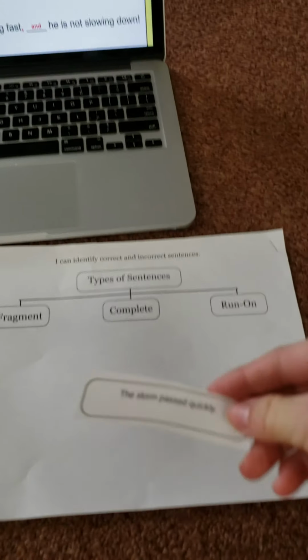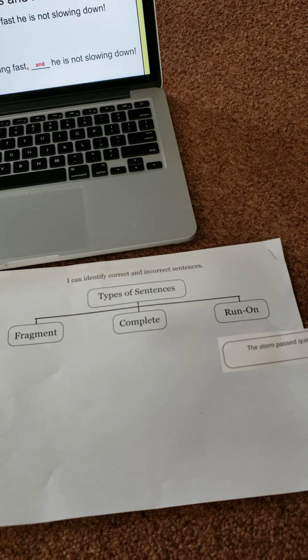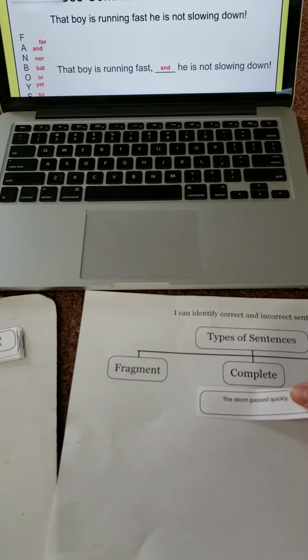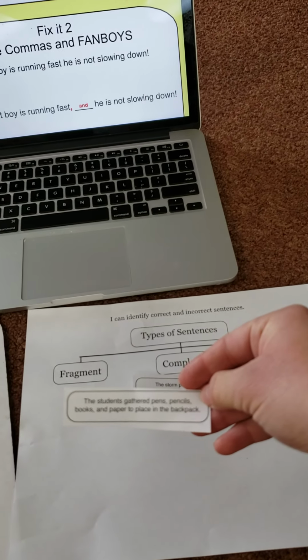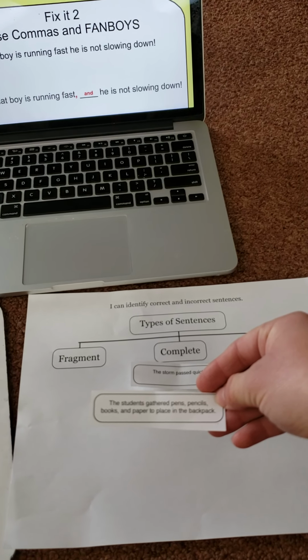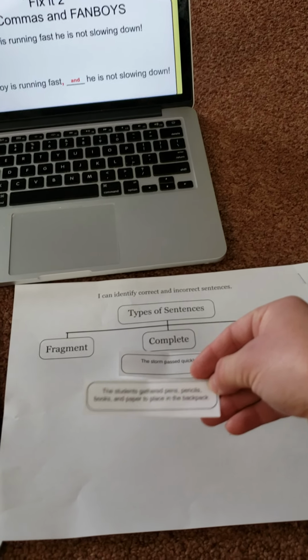We've got the storm passed quickly. The students gathered pens. The storm passed quickly. Do we think that that is a fragment, complete sentence, or run-on sentence? Storm passed quickly. What did the storm do? Passed quickly. That is a complete sentence. Let's look at the next one. The students gathered pens, pencils, books, and paper to place in the backpack. Who gathered all those? Students. What did they do with them? Placed them in the backpack.